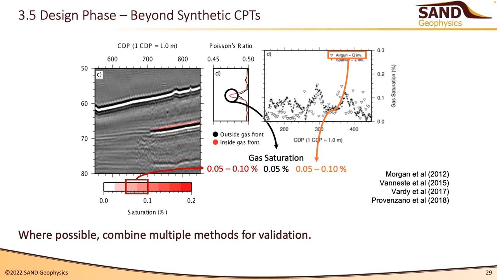So this is a different data set where we were trying to characterize gas saturation. In red, we've taken an impedance inversion approach. In black, we've taken a full waveform inversion approach, going through Poisson's ratio to get gas saturation. And in orange, we've taken a rock physical model based on Q estimates to get gas saturation. What's quite nice is that they're all producing very similar results. So we have fairly good confidence that the range of values being predicted is sensible.